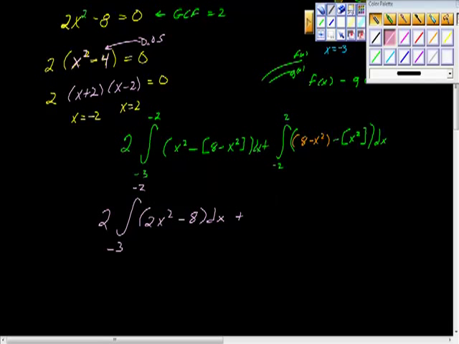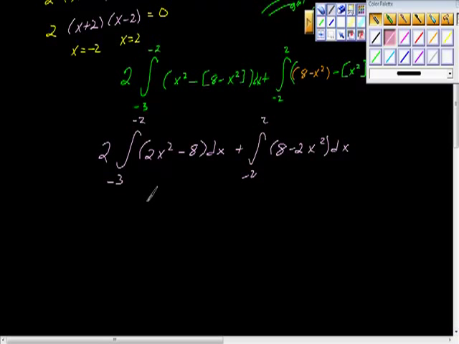Plus from -2 to 2, this becomes negative, so we get 8 minus 2x squared dx. They're the opposites, and that's what you should have been expecting here. Now we can integrate, can't we? So now we can integrate here.